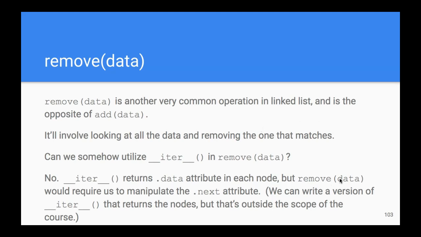But what remove requires is that we are going to have to change the structure of the linked list, right? That would require manipulating the next attribute. An alternative is we can write a version of dunder iter that will return the nodes, and from the nodes we can get to the next attribute, but that's outside the scope of this class. So we won't be able to use dunder iter for remove.